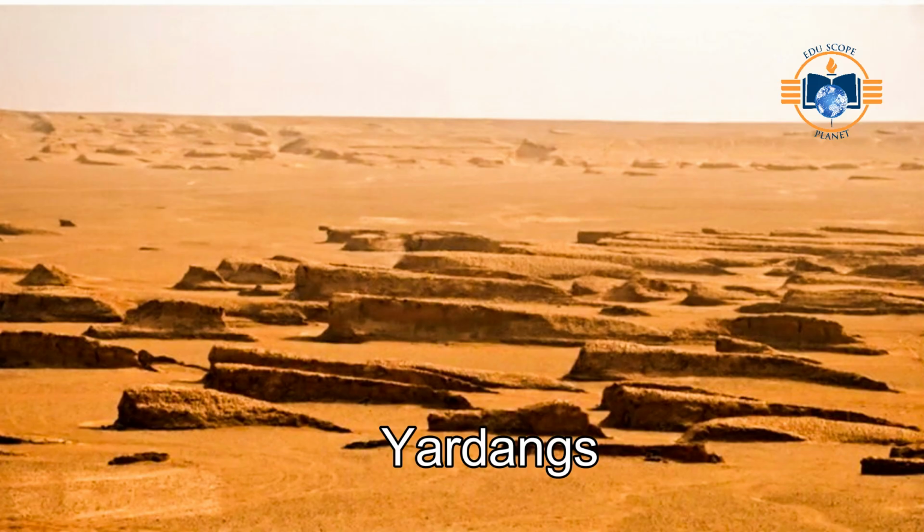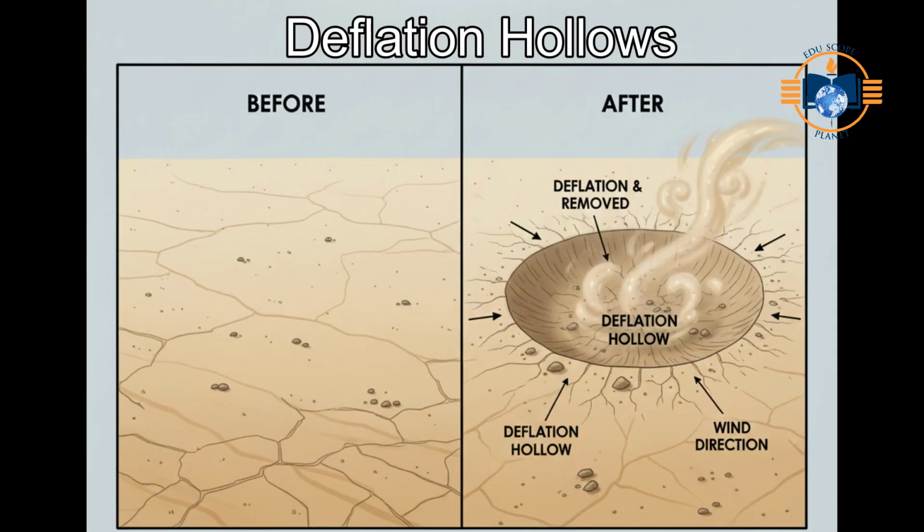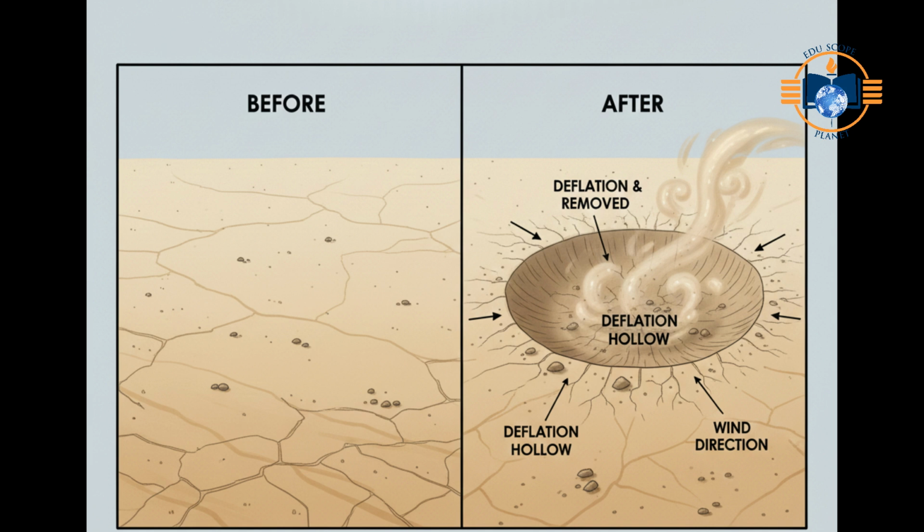Yardangs. Yardangs are long, narrow ridges carved out by persistent wind abrasion. They are streamlined in shape and usually aligned in the direction of prevailing winds, showing the long-term action of wind erosion. Deflation hollows. Deflation hollows form when wind blows away fine soil particles, creating shallow or deep depressions in the ground. Over time, these hollows can expand and may develop into larger basins, sometimes forming desert playas.